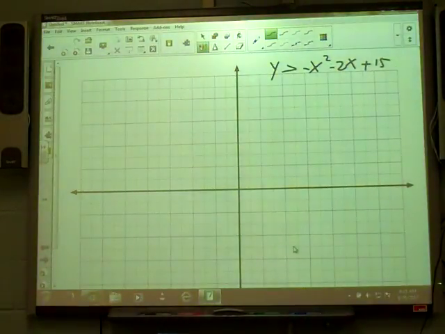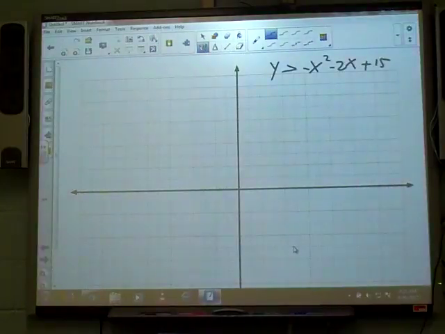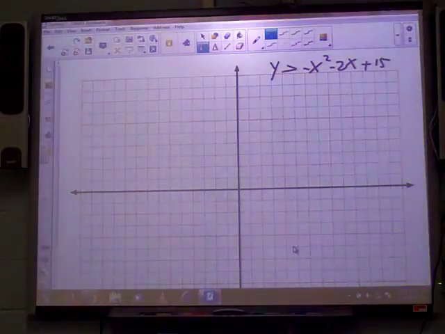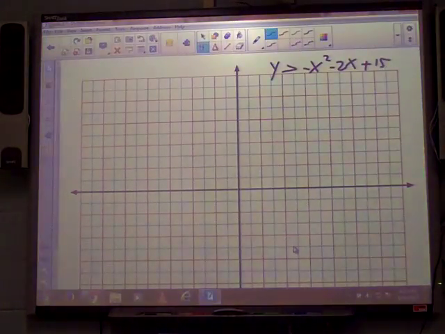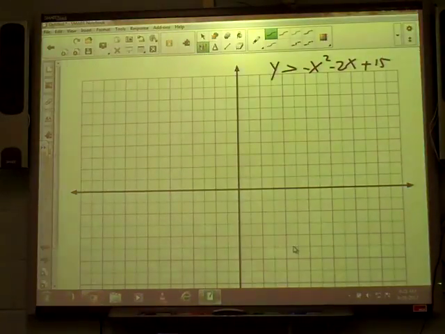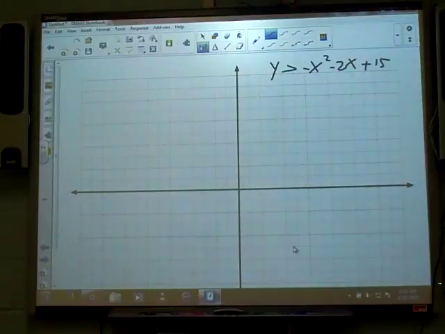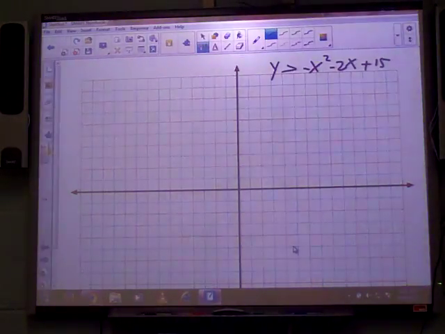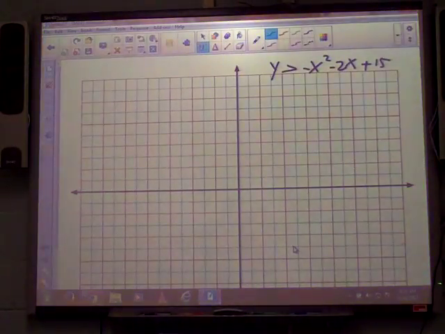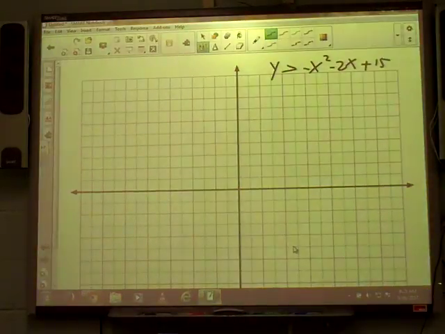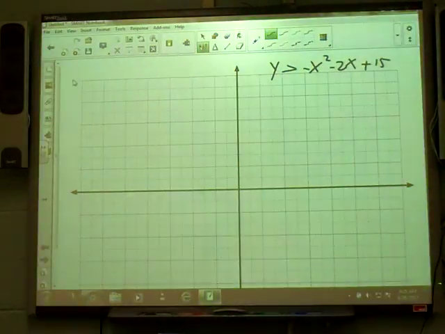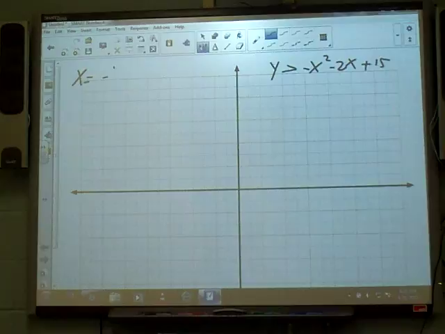Alright, that one says y is greater than -x squared minus 2x plus 15. Directions are the same here, we're just graphing. Looking back at the last problem that we did, when we're graphing and it's in standard form, first thing you've got to do is start finding your axis of symmetry. What's our formula for finding axis? X equals -b over 2a.